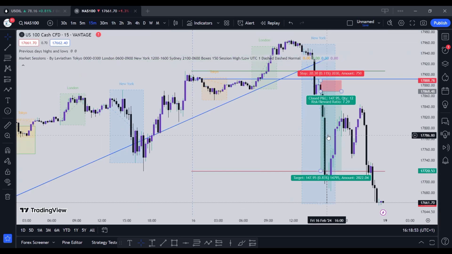NASDAQ gives the most when the trade is moving. NASDAQ gives a lot of reward. Yeah, NASDAQ and US30, they give a lot of reward. Very fucking good trade. Look at that.